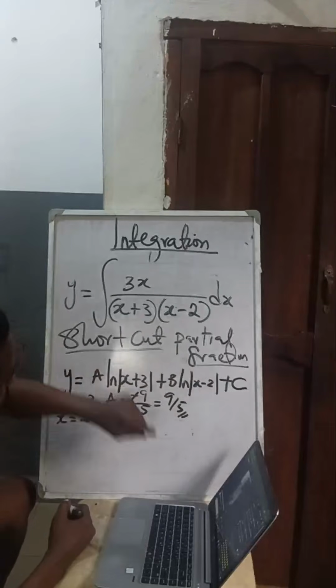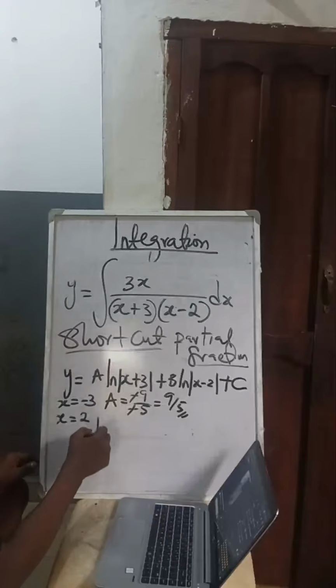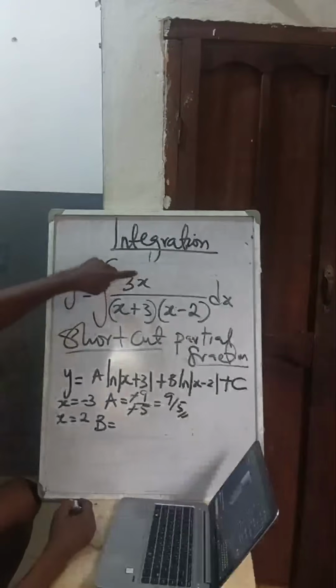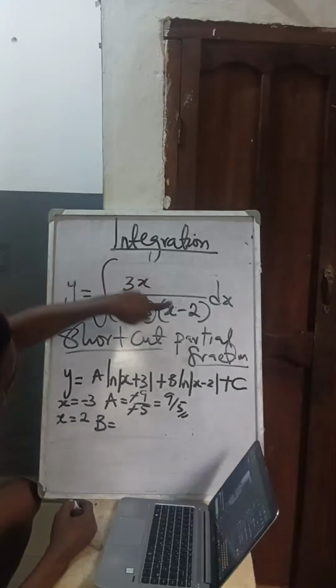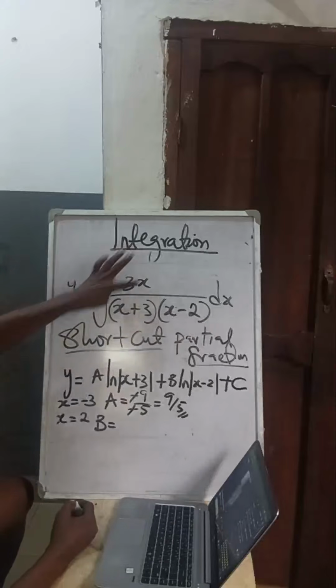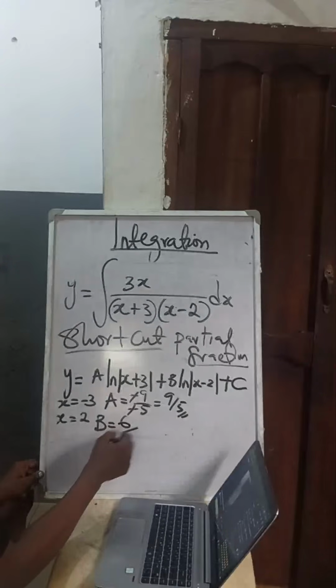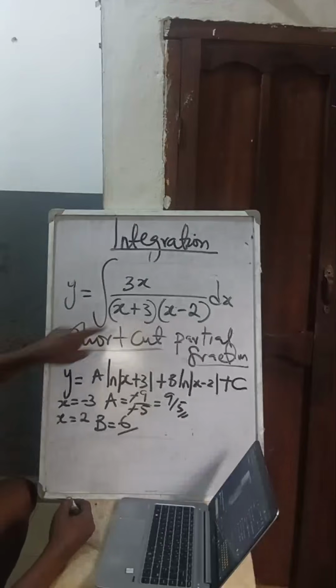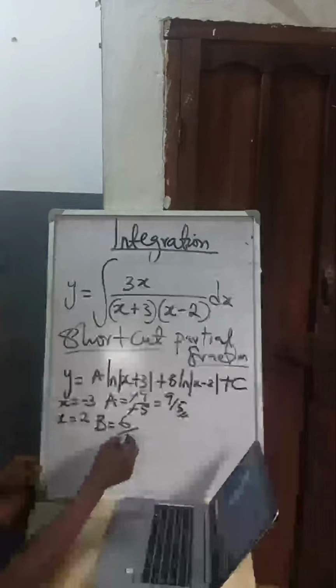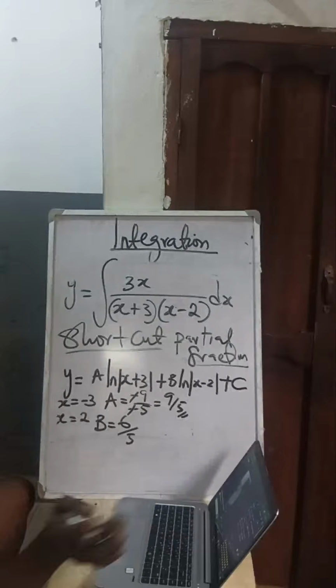So come here, x minus 2, when x is 2. So when x is 2, we are looking for B. So put 2 in all except x minus 2. So 3 times 2, 6, over 2 plus 3, 5. That is your final solution.